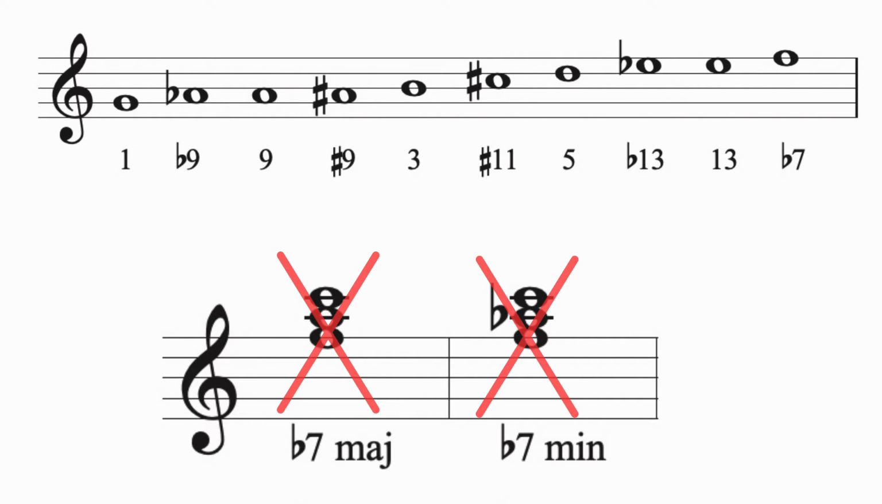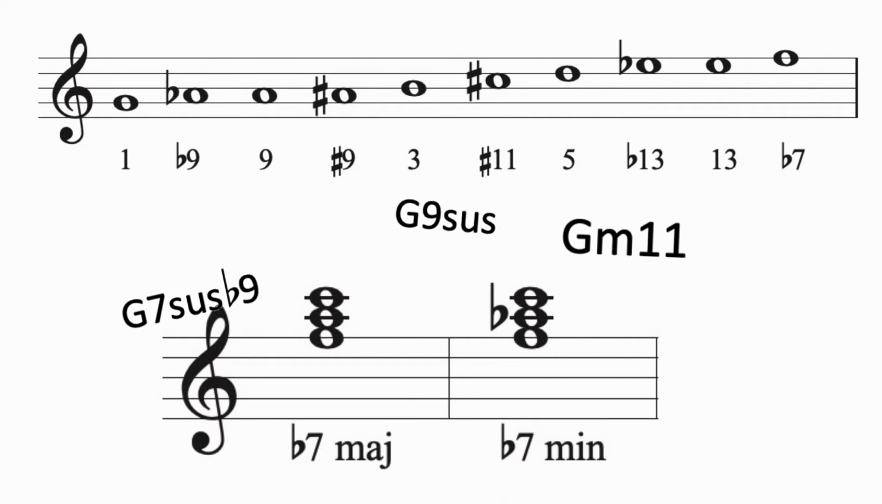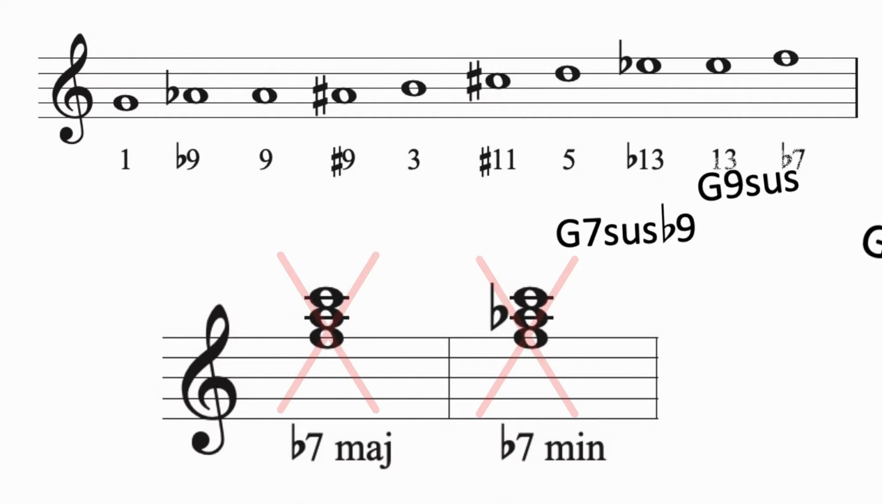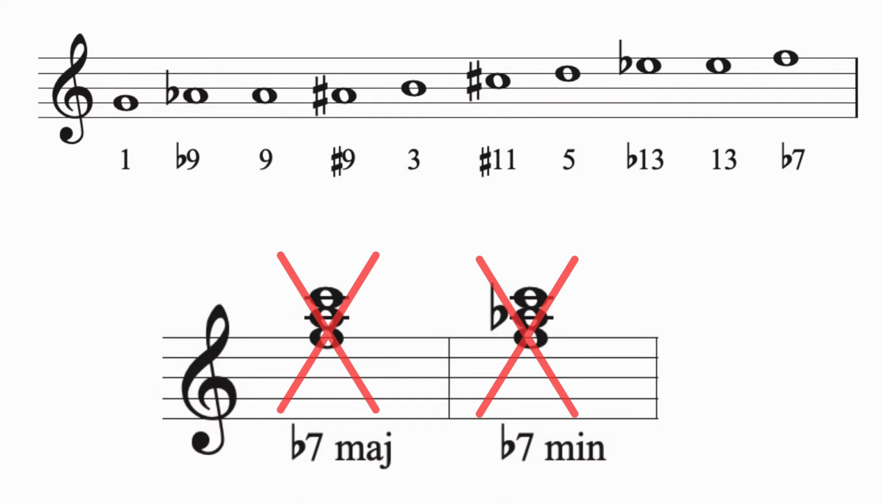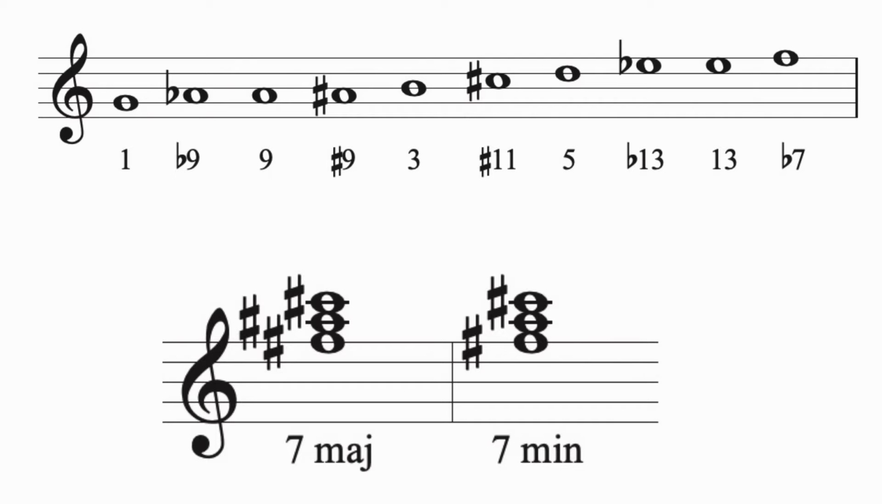Now, of course, if we were discussing a different chord quality, we could then use some of the triads that we are eliminating. For example, you could use the F major triad if we were talking about a G minor 11 chord or a G9 sus chord. You could even use the F minor chord if you were talking about a G7 sus flat 9 chord, but that's a topic for another video. And we can't use either triad built on the 7th because they both contain the major 7th, the F sharp.